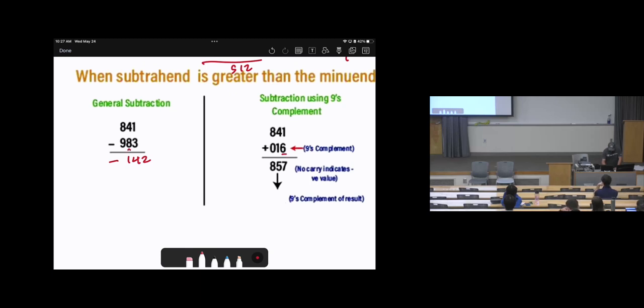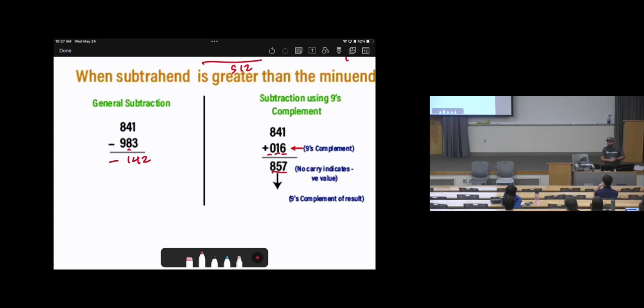9 minus 8, 1. 9 minus 9, 0. So 841 plus 016. So 1 plus 6, 7. 4 plus 1, 5. 8 plus 0, 8. There are no carry bits. Then that's fine. But you see, the answer is 857. This is not the number negative 142. Yes, this is not because we haven't converted this. We haven't added yet the negative sign.